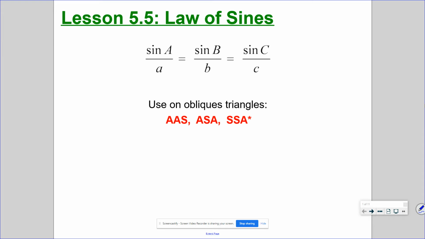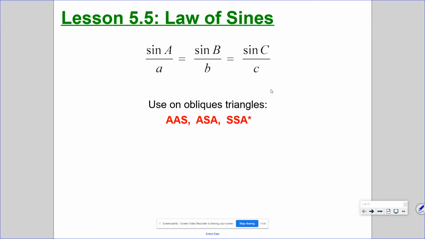All right, lesson 5.5 is law of sines, and actually you're going to be doing an assignment that covers lesson 5.5 and 5.6 together, because this lesson is law of sines and the next is law of cosines, okay? So they kind of go hand in hand. We're going to be using this law of sines to help us find either missing sides or missing angles in an oblique triangle.